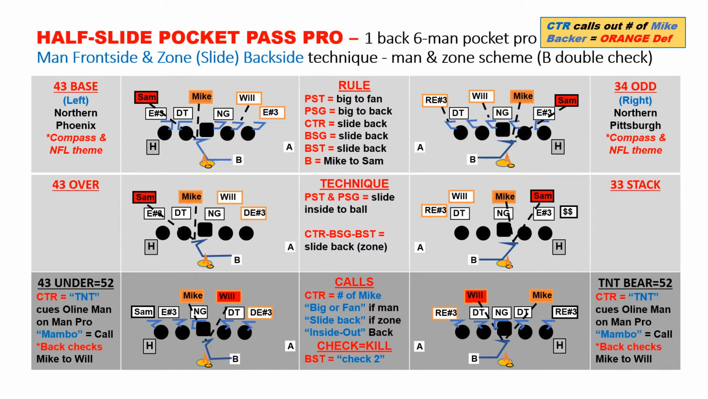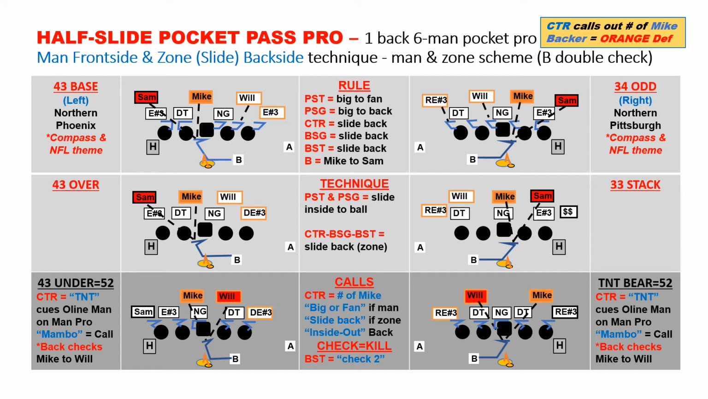As with all our inside gap RPOs, the same happens with our pass pro here versus TNT fronts. When, again, the O-line calls out TNT for our pocket pro, now the center calls a mambo call and sends that all to the linemen. That means they are man on man.